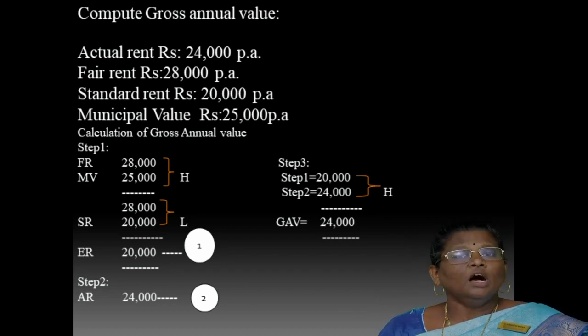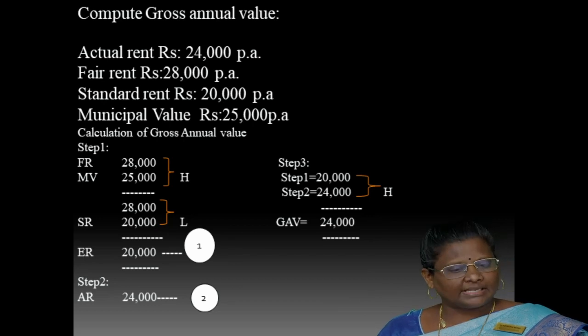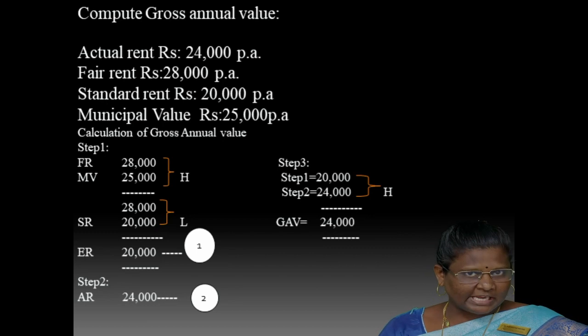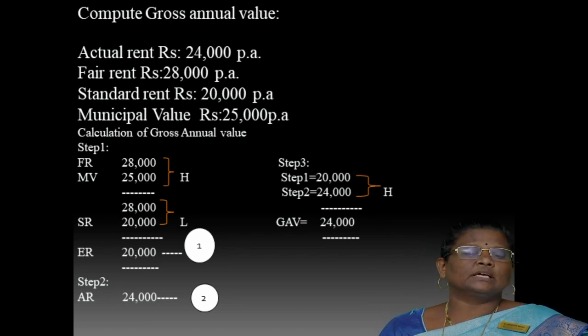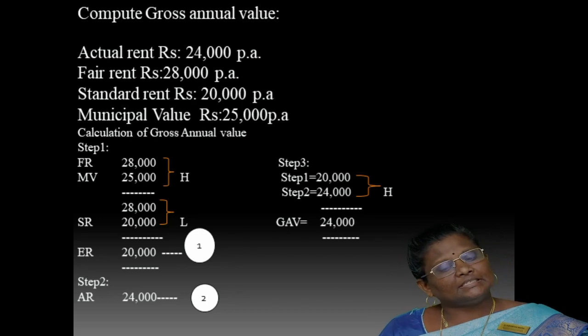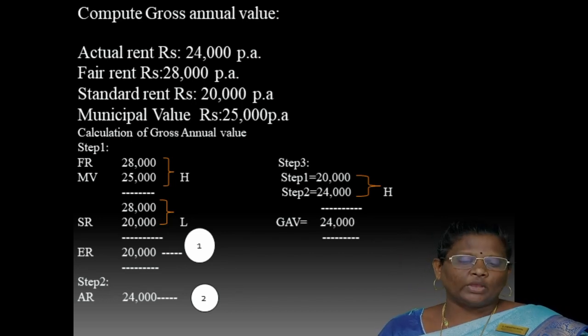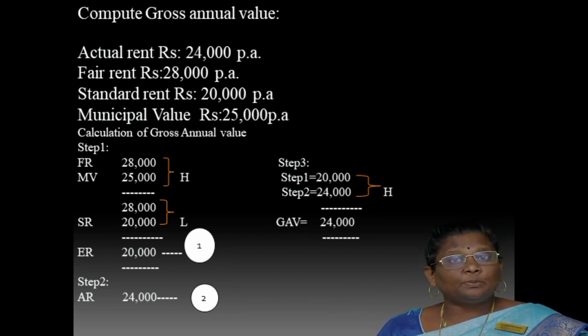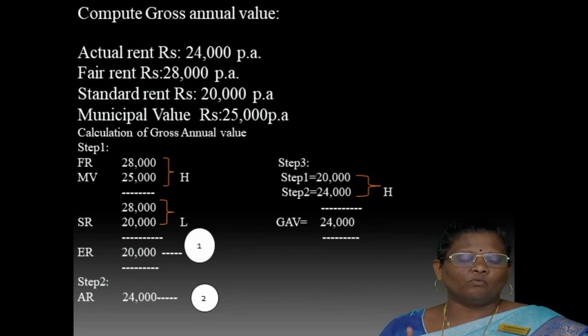So from this, how to calculate gross annual value? We have to follow the 4 steps. First step, compare fair rent and municipal value. So here fair rent is rupees 28,000, municipal value is rupees 25,000. Whichever is higher, here 28,000 is the higher amount that is taken. Then that 28,000 is compared with the standard rent, that is 20,000, whichever is lower. So here 20,000 is the lower amount. This is the expected rent, that is step number 1.